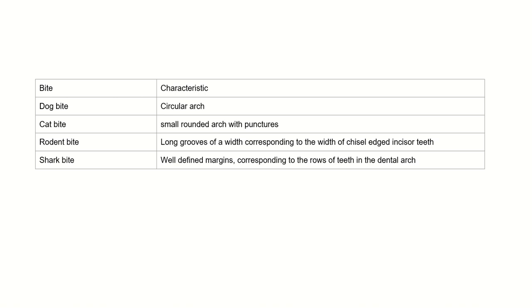Animal bites and their characteristics: dog bite, circular arc; cat bite, small rounded arc with punctures; rodent bite, long grooves; shark bite, well defined margins.